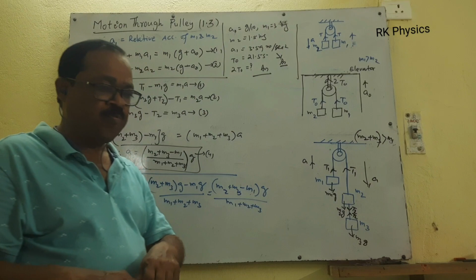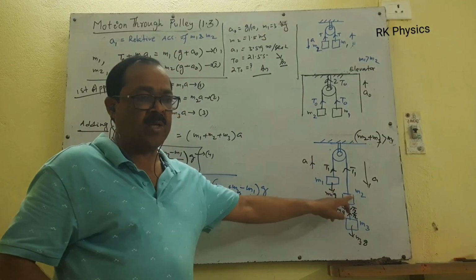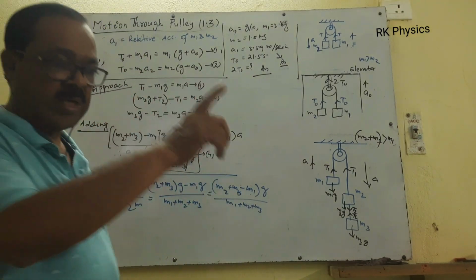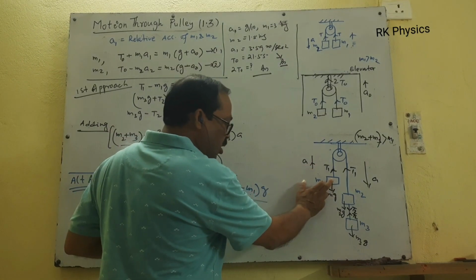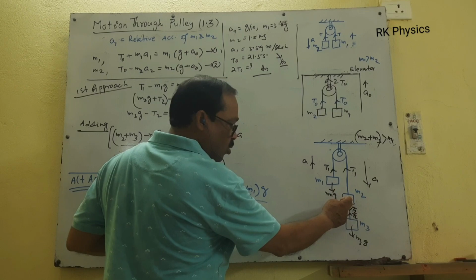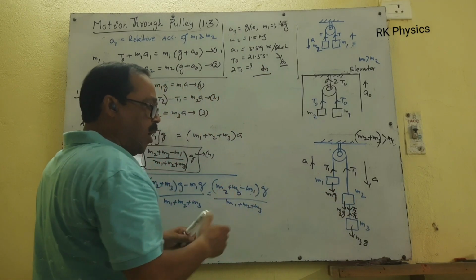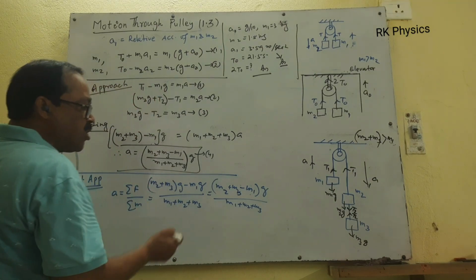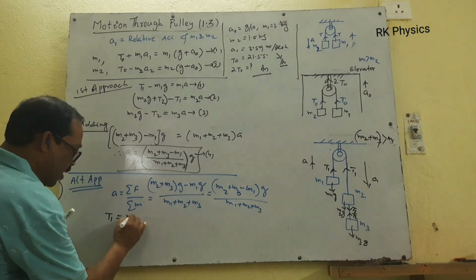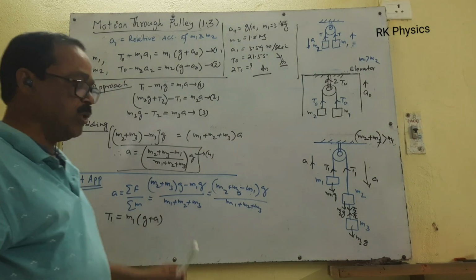once you find A, then find T1 and T2 directly. While calculating T1, you see that tensions are acting at 2 different parts, but only one tension is acting on which mass? T1 is acting only on M1, but T1 and T2 both act on M2. Therefore, only one tension is acting on M1, and M1 is moving up. M1 moving up means for M1 you write T1 equal to M1 into (g plus A). The lift moving up formula you can use.